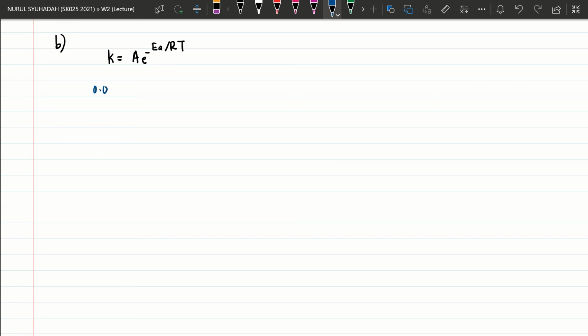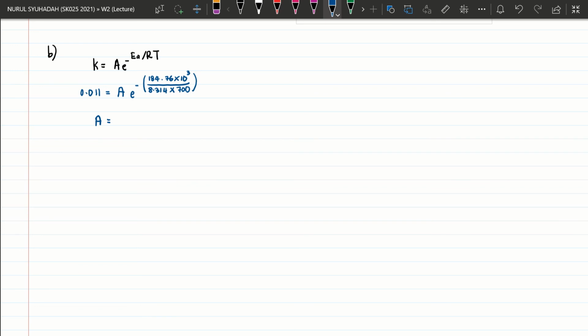So 0.011 equals A times the exponent of the activation energy that we got just now. Make sure that the activation energy is in joule per mole, so 184.76 times 10 to the power of 3 joule per mole, over R, 8.314, times the temperature, which we take as 700 Kelvin. So we will get the value of A as 6.74 times 10 to the power of 11, and the unit is per second.